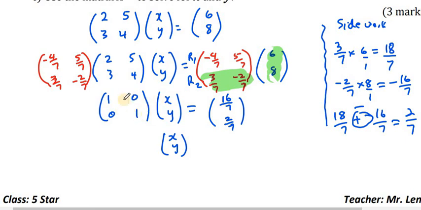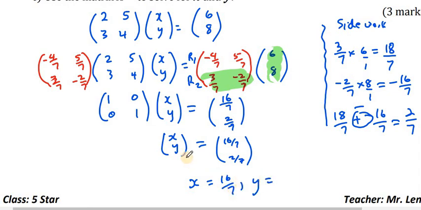So you can get back the x, y. Any matrix that you have next to the identity matrix, you'll get back that same matrix. So working this out, we'll get back this. And this will give us 16/7, and we have 2/7. Now when two matrices are equal, what are we told? That their corresponding entries are equal. So x corresponds to 16/7, and y corresponds to what? 2/7. These are our answers.